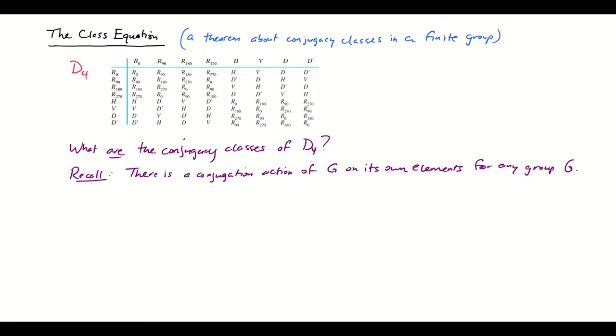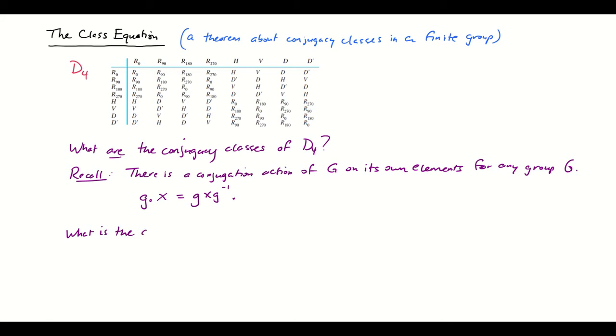Okay, there's a conjugation action. That action is: G acts on X by sending X to GXG inverse. In other words, acting on X with G means conjugating X by G. That's the action. So we're going to illustrate how that conjugation action works for D4, and then we're going to notice a couple of things, and then we're going to say why we should have expected those couple of things to happen.